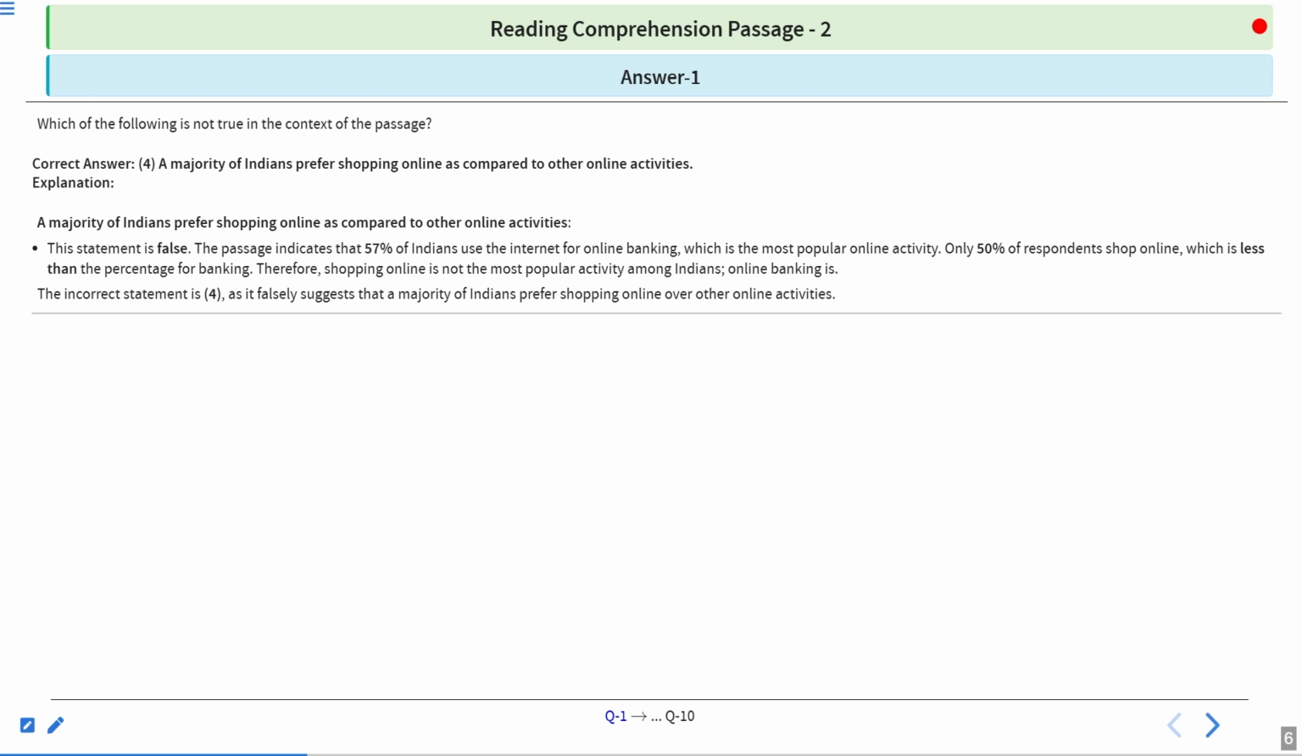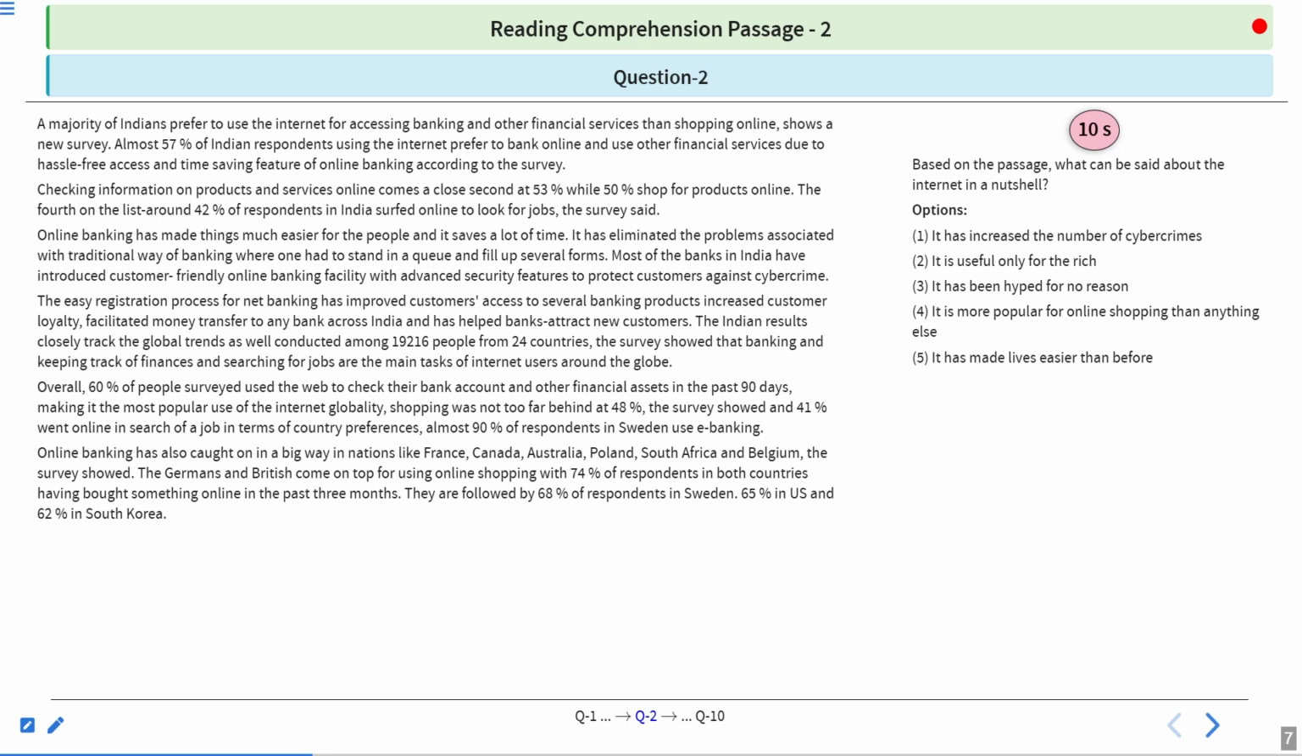Let's move to the next question. This is the same passage, and the question is, based on the passage, what can be said about the internet in a nutshell? And the options are, it has increased the number of cybercrimes. The second one is, it is useful only for the rich. The third one is, it has been hyped for no reason. The fourth one is, it is more popular for online shopping than anything else. The fifth one is, it has made lives easier than before. You have 10 seconds to choose accordingly.